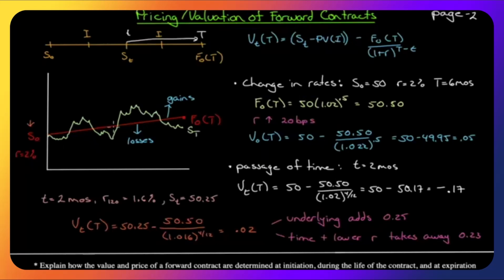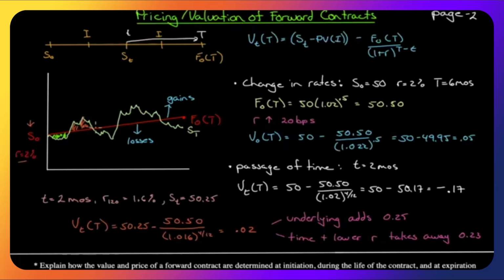So it is an upward slope because the interest rate adds value to the underlying as you move forward. And then as the underlying price moves above this line, you move into gains or losses. So everything under the line would represent a loss to the forward contract. Everything above the line would represent a gain to the forward contract.